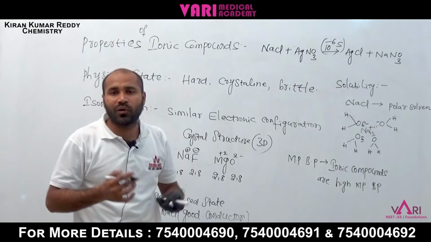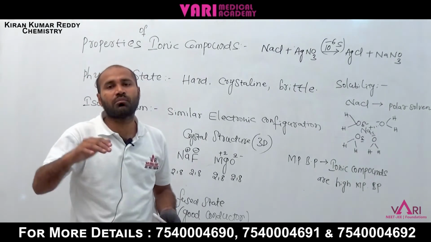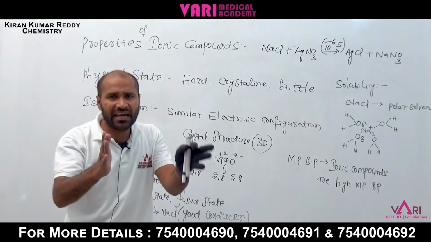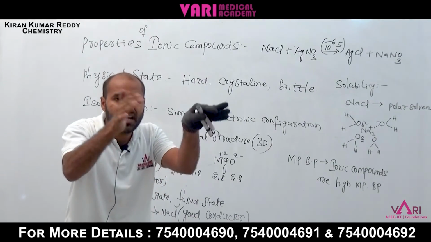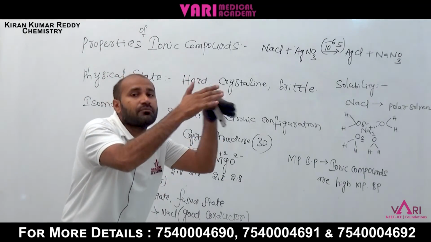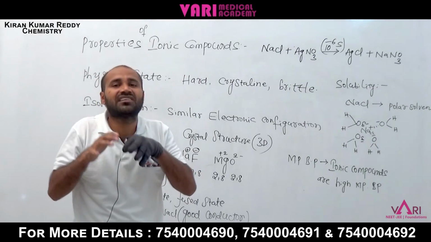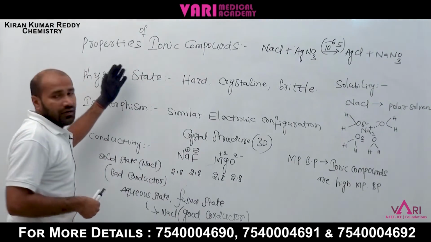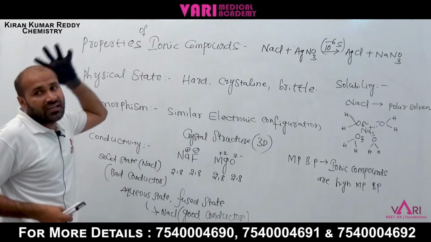If you take covalent compounds, they are more soluble in non-polar solvents. Whether a solvent is polar or non-polar is decided by the dipole moment. Dipole moment is a vector quantity. We can discuss that one later. These are the properties of the ionic compound.